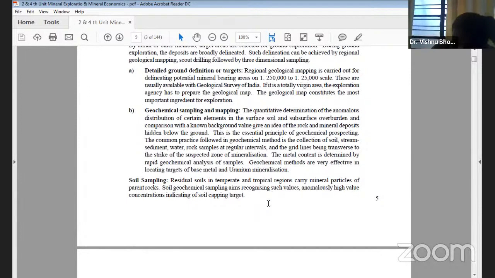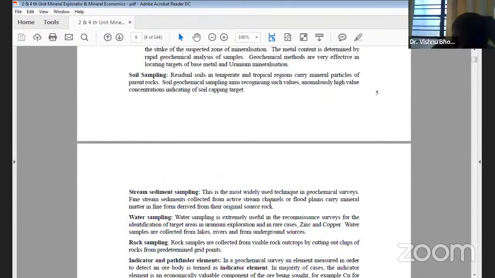The first one is the soil sample. The residual soils in temperate and tropical regions carry mineral particles of the parent earth. So soil geochemical sampling aims to recognize such values, anomalous zones and anomaly points, which have high value concentrations in soil capping areas.